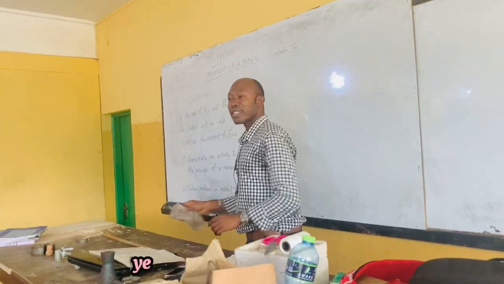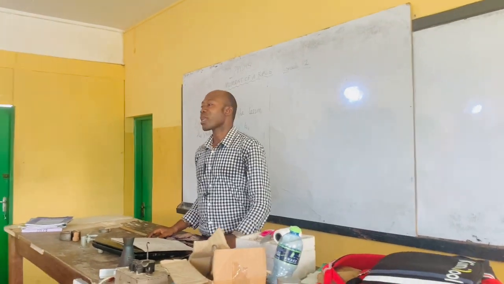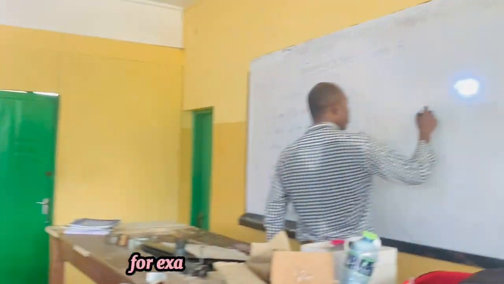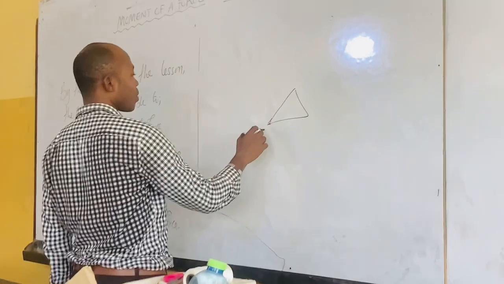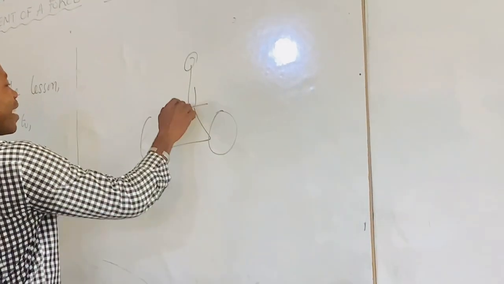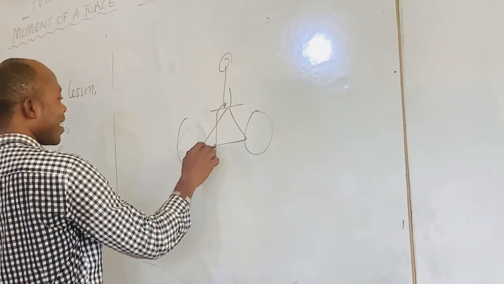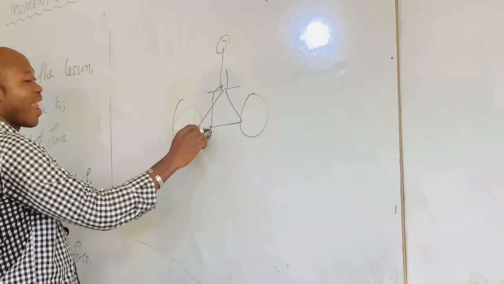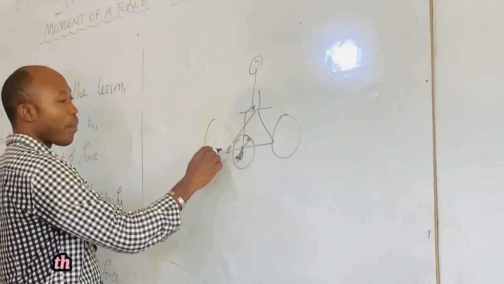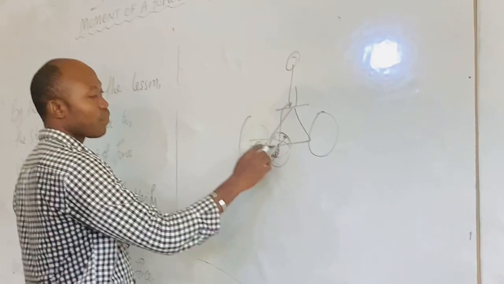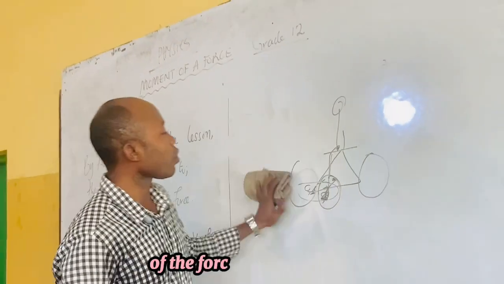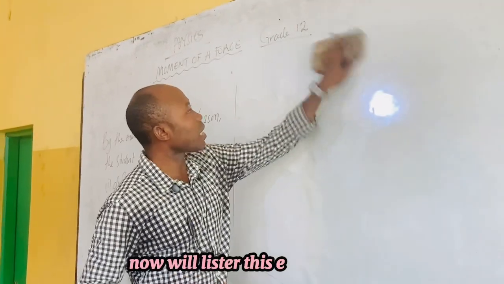Any other person? Yes, can you think of any object? Yes. Yeah, bicycle, paddling. For example, if this is a bicycle, and our man is here paddling. This is a paddle. As you paddle it, as you apply forces, the bike moves by virtue of the chain, isn't it? So this serves as a turning effect of the force of the bike. Now we have listed these examples.